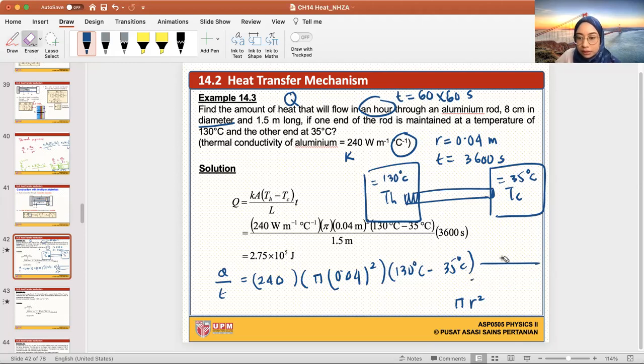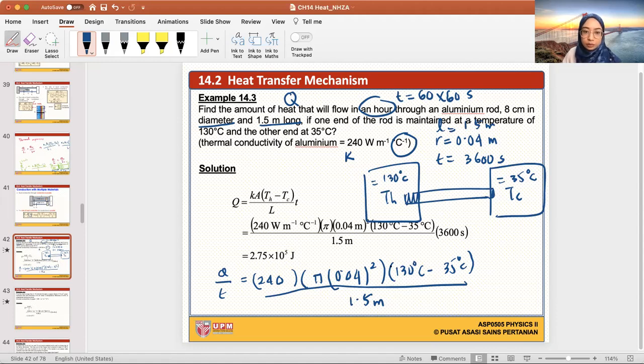Okay, so that's pi r squared. Next, moving on, K A (Th minus Tc) over L. What is our L? It is 1.5 meters long. I forgot to write that down. 1.5 meters long, so that is our L. One thing to note here is that your L is in meters, but your diameter was in centimeters, which is why I converted it to meters.